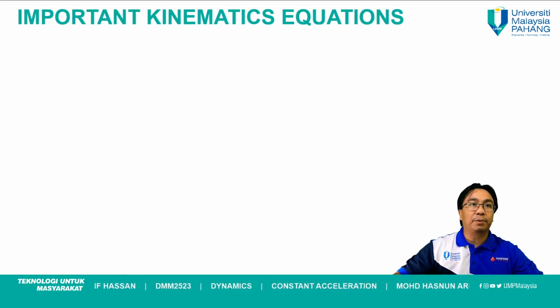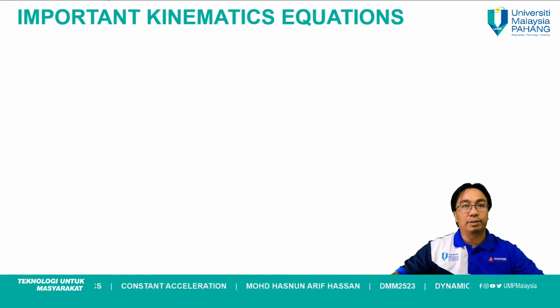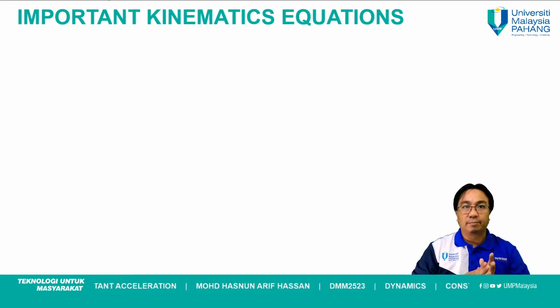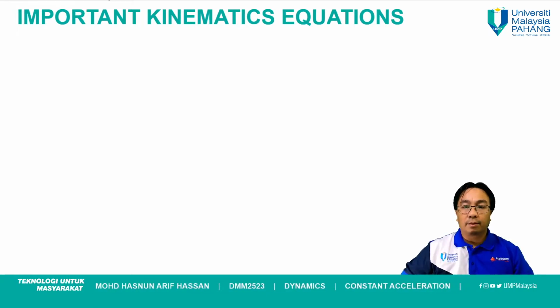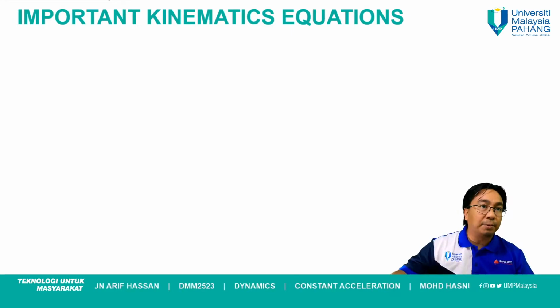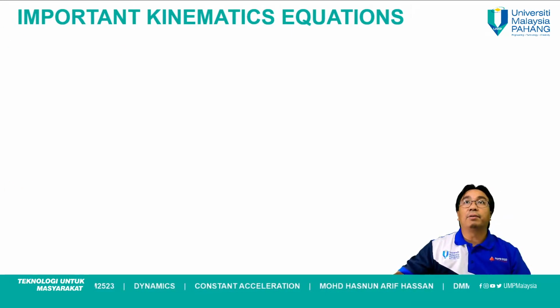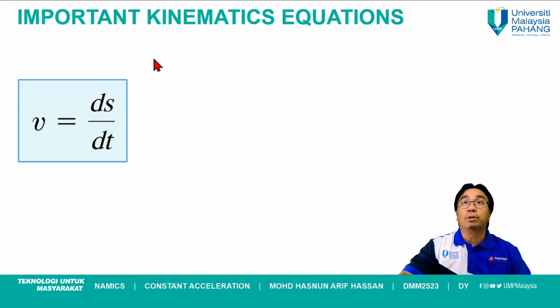Kinematic equation, siapa yang kita ada? Boleh seorang tolong jawab? What is the first kinematic equation yang melibatkan velocity? V is equal to apa? ds over dt. Correct. Thank you. Siapa dia ni? Ahmad Ferry. Okay, Ahmad Ferry. Betul. V is equal to ds over dt.